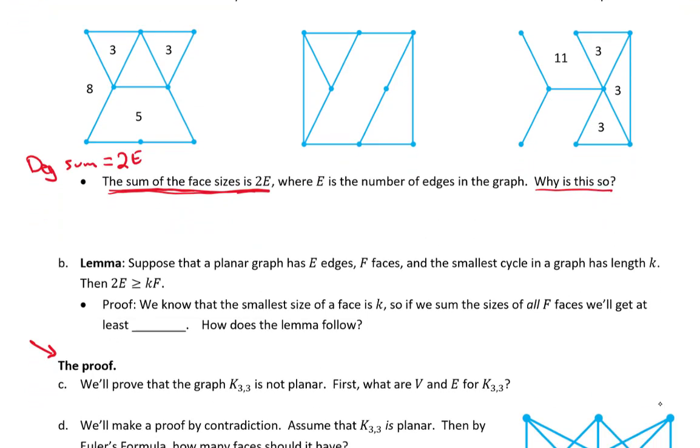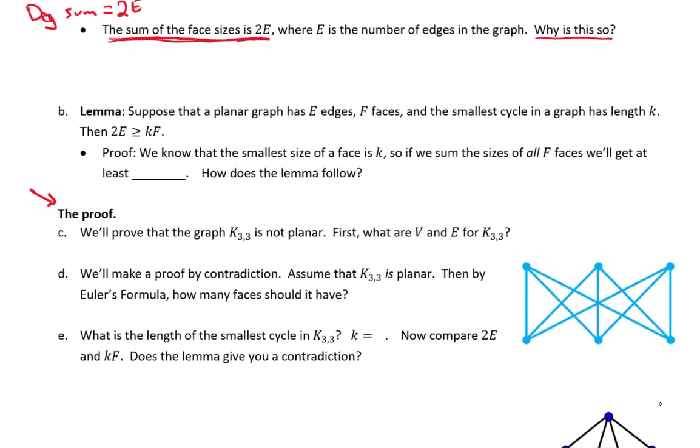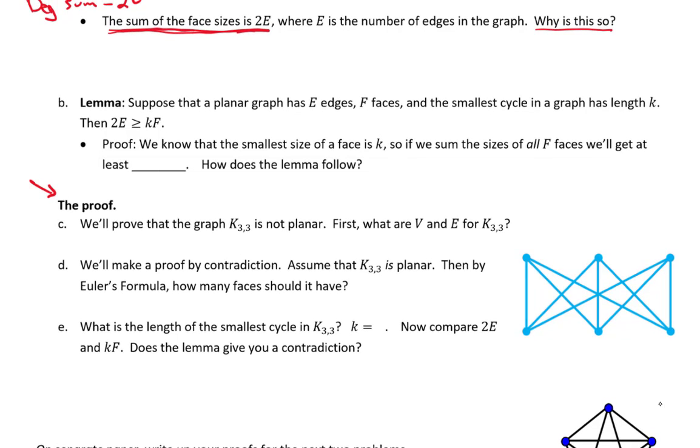There's a second lemma, part B. The second lemma says, suppose that a planar graph has e edges, f faces, and the smallest cycle in the graph has length k. So little k represents the smallest cycle in the graph. We're talking about the smallest cycle, not necessarily a face, just the smallest cycle. A cycle doesn't necessarily have to be a face. All right, so k is the length of the smallest cycle.